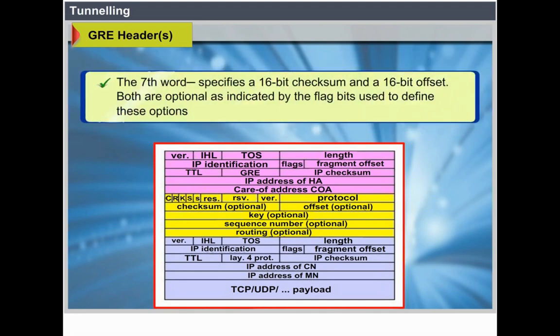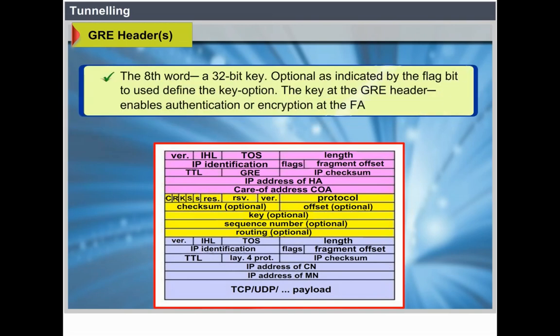The seventh word specifies a 16-bit checksum and a 16-bit offset. Both are optional as indicated by the flag bits used to define these options. The eighth word is a 32-bit key, optional as indicated by the flag bit used to define the key option. The key in the GRE header enables authentication or encryption at the FA.